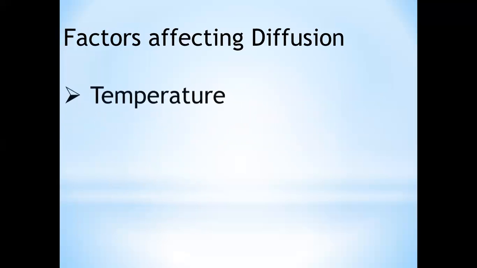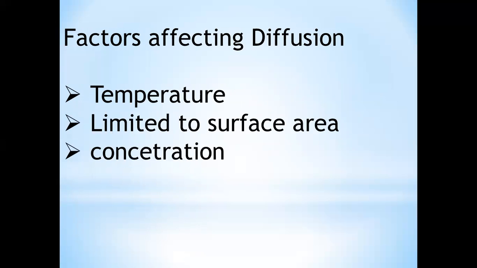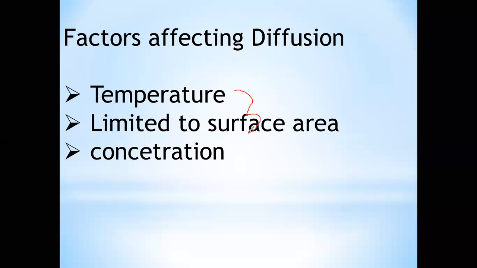Now, let's take a look at the factors that affect diffusion. We have one, temperature. Secondly, we have surface area. Thirdly, we have concentration. We have been looking at concentration when we were talking about the movement of molecules from a region of high concentration to a region of low concentration. So now we are going to focus on these two, temperature and surface area. Let's start with temperature.